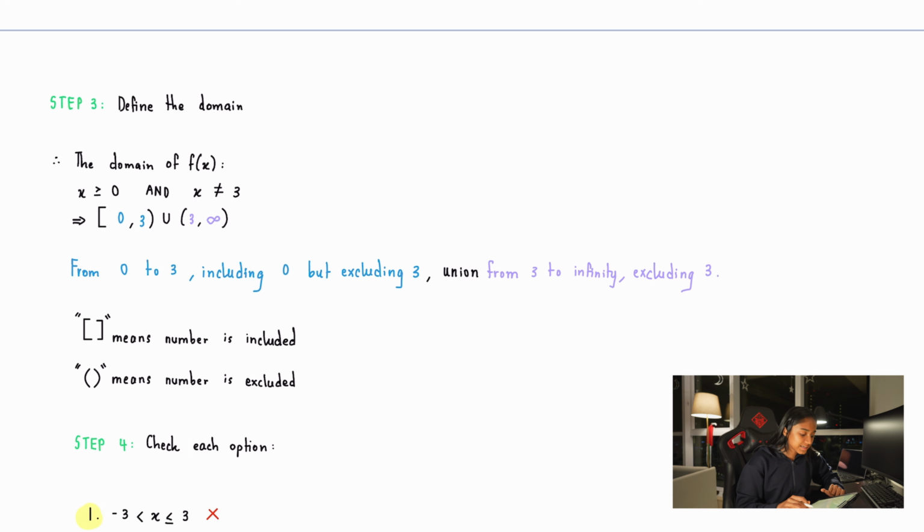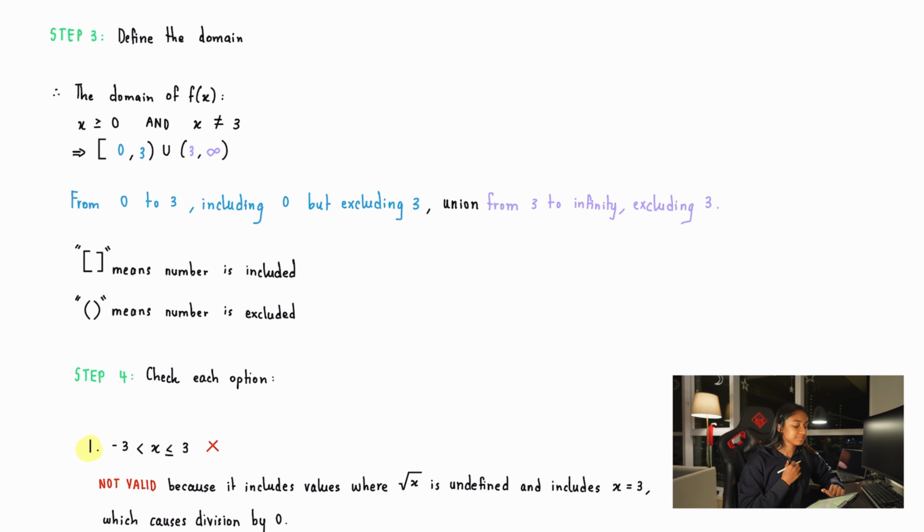So with these in mind, let's define the domain. The domain of f of x is x greater than or equal to 0, and x cannot be equal to 3. So here's how we write it in symbol form, using our square brackets and our rounded brackets. We have from 0 to 3, including 0, but excluding 3. The difference here is when there's a square bracket, it means you include this particular number. But if it is rounded, you exclude that number. So from 0 to 3, including 0 but excluding 3, union from 3 to infinity, not including 3, because of this rounded bracket.